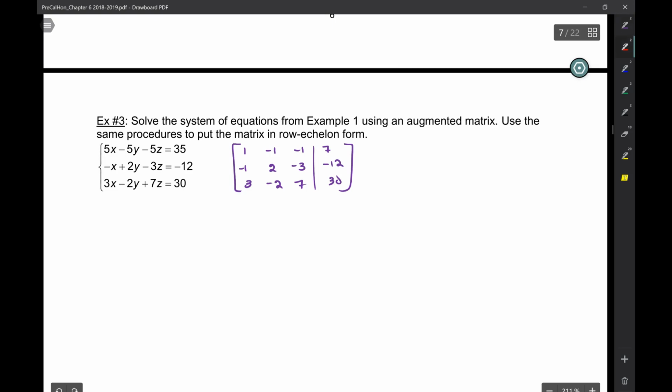Okay, so same things apply. Which one are we going to get rid of first? This is here too. The 3. So what am I going to do to get rid of the 3? Right, so 3R2 plus R3. Okay, the 3. Always the bottom left.